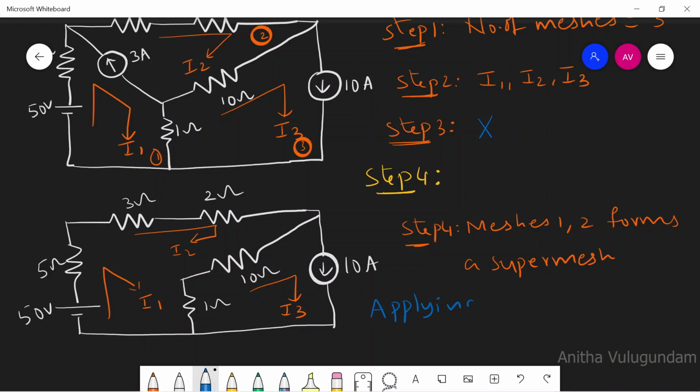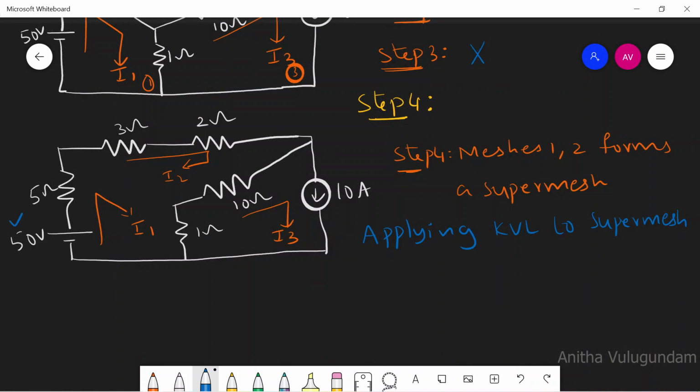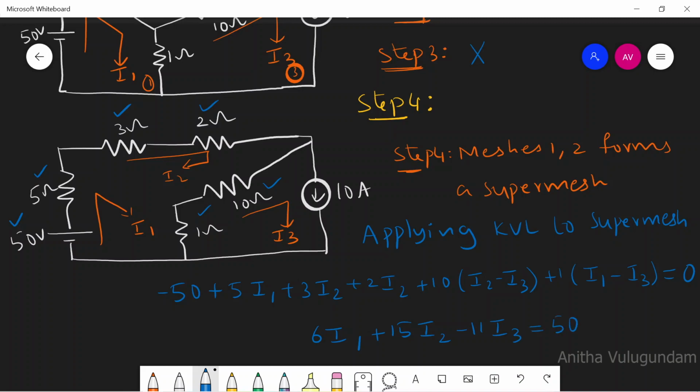Applying KVL to the super mesh. I'll start from 50 volts, writing voltage drops: minus 50 plus next 5 ohms, only I1 current is flowing, 5 into I1, plus next 3 ohm, 3 into I2, plus 2 into I2, plus 10 into (I2 minus I3), plus 1 into (I1 minus I3) equal to 0. By rewriting, this equation is 6I1 plus 15I2 minus 11I3 equal to 50. Let this be equation number 1. We have applied KVL to the super mesh, and the equation obtained here is equation number 1.